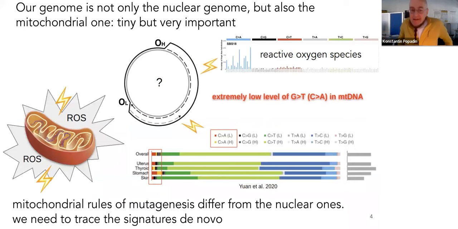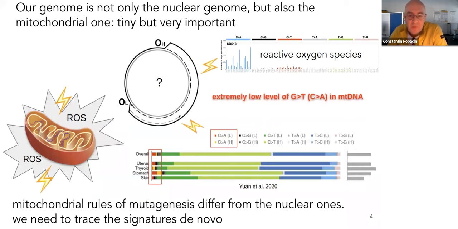of somatic mutations. And here we see different types of cancers: uterus, thyroid, stomach, skin, and different types of mutations are color-coded here. So we can see C2A mutations, there are two types of them, C2A on the light chain, because in the mitochondrial genome there are two chains, and we analyze them separately. Light chain, this is the internal circle, and heavy chain is the external circle. But for us, it's not very important.